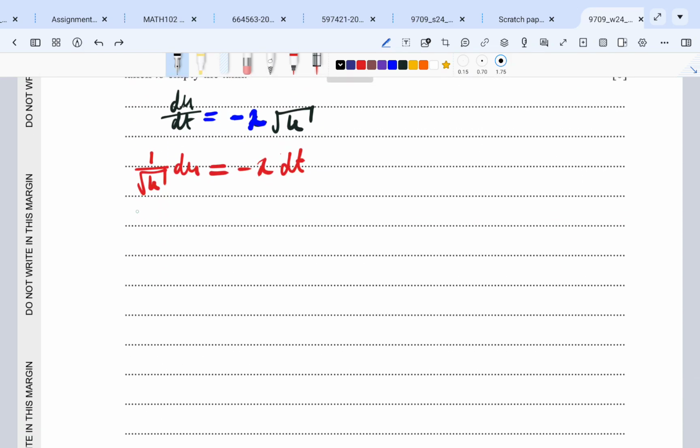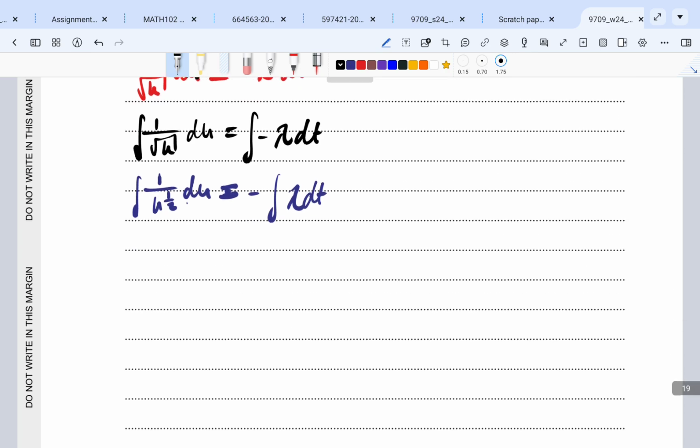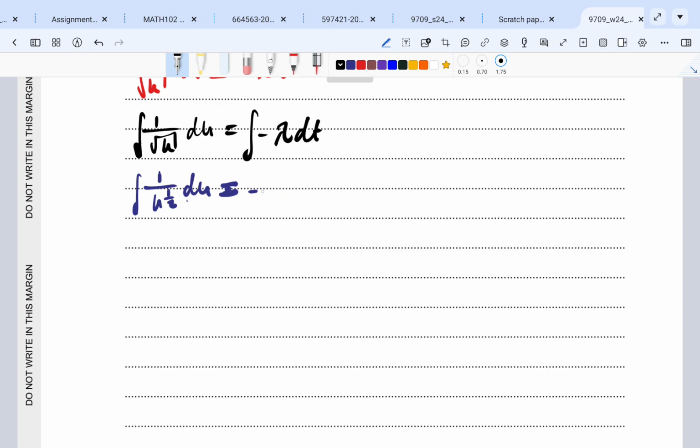So what are we going to do? Let's change this 1 over root. Because now we want to integrate. So maybe we can first say the integral of 1 over root h dh is equal to the integral of negative lambda dt. And what are we going to get here? It is the integral of 1 over h to the power of half dh is equal to negative the integral of lambda dt. Or we can even say negative lambda the integral of dt.